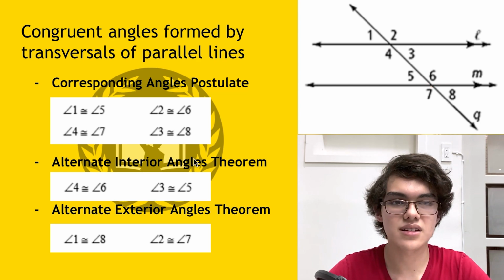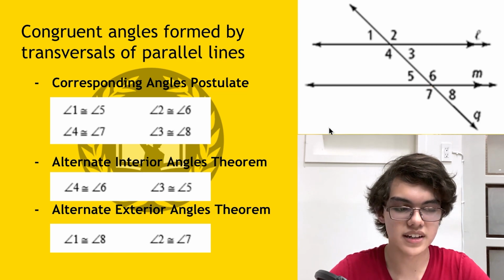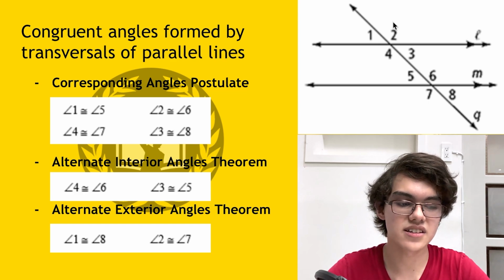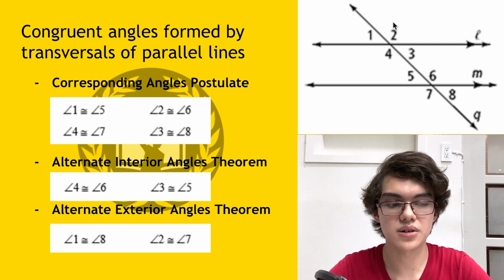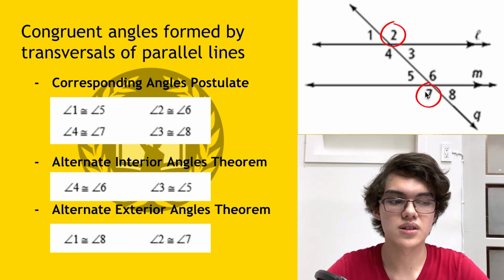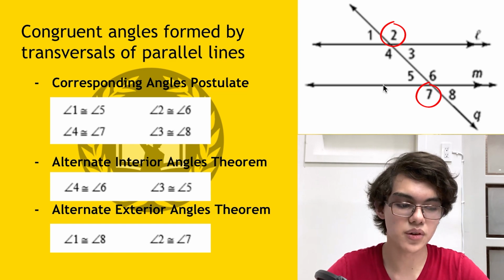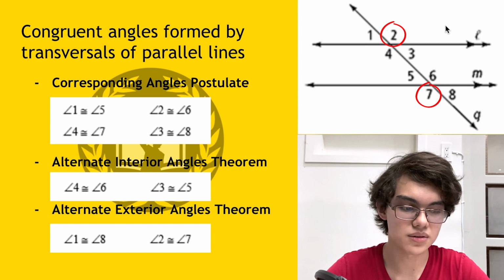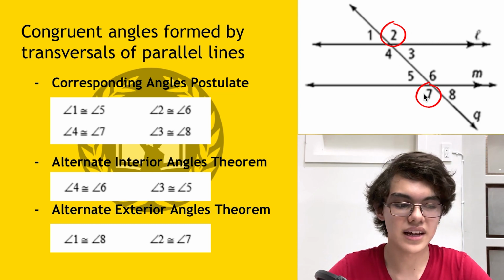Finally, our last set of congruent angles would be the alternate exterior angles. Alternate exterior angles are just like the alternate interior angles, except they're on the outside. So angle 2 and angle 7 are alternate exterior angles because they're both on the outside, and angle 2 is on the right, and angle 7 is on the left.